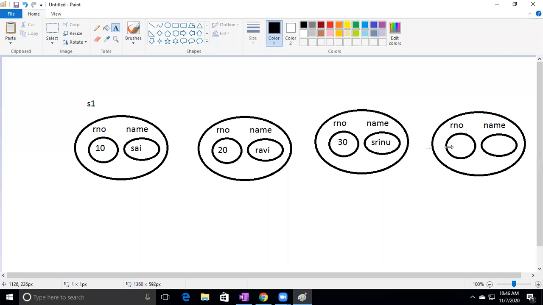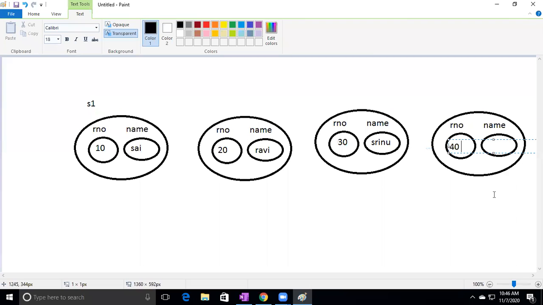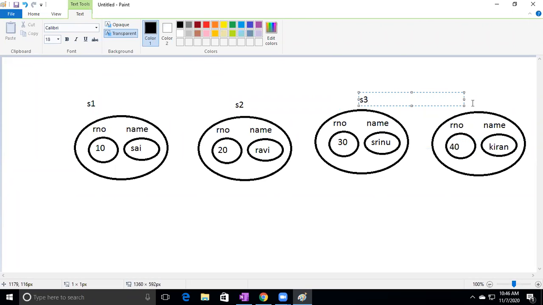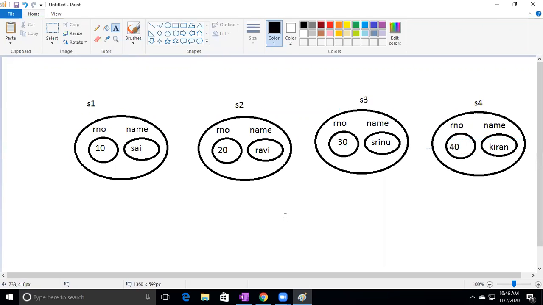Okay, next, the fourth student. Roll number is 40. Okay, his name is Kiran. So like this, I want to create 4 objects here. So this is the S1 object, this is the S2 object, this is the S3 object, and this one is the S4 object. So like this, I want to create student objects.